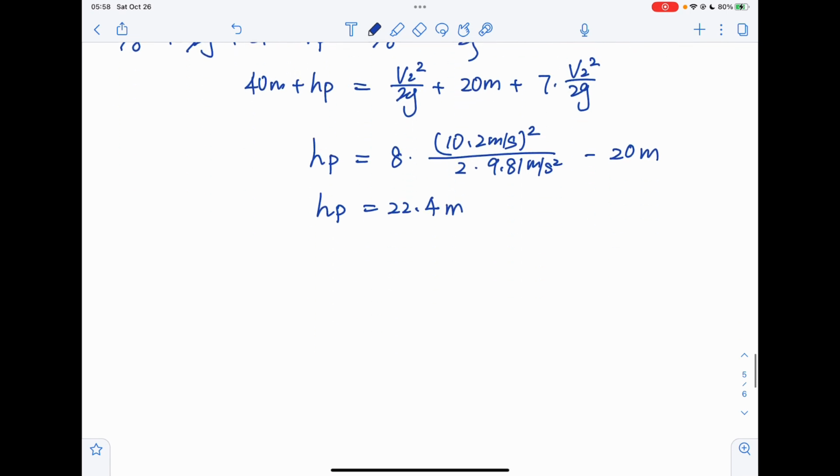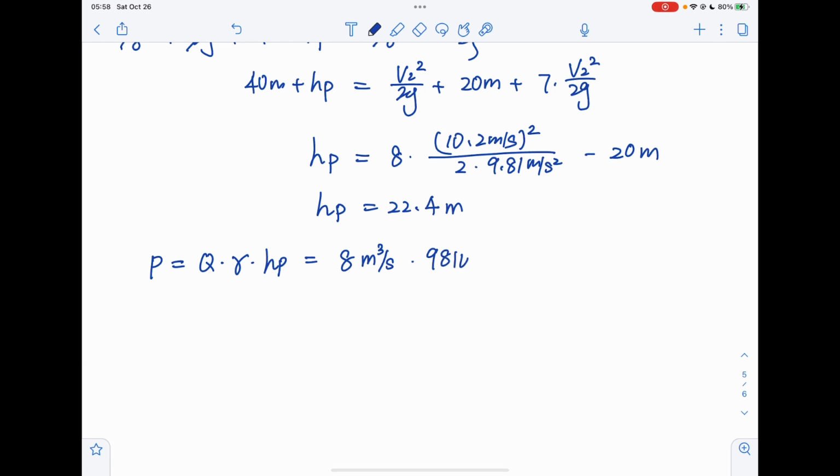Now we're going to use the power equation, where the power equals Q times gamma times the pump head. Q is given, which is 8 cubic meters per second, times gamma, times the head, which will give us 1.76 million watts.